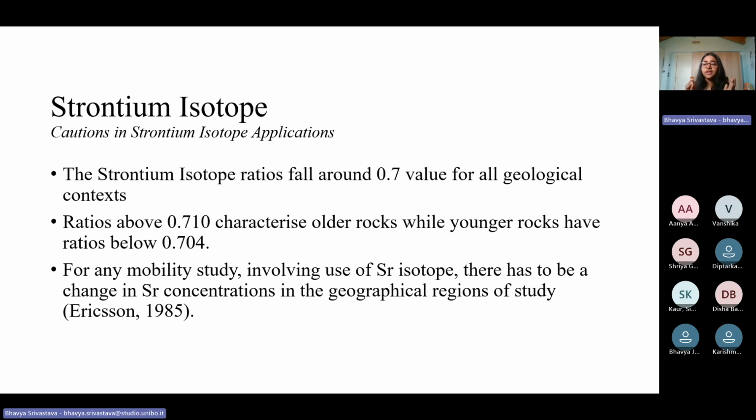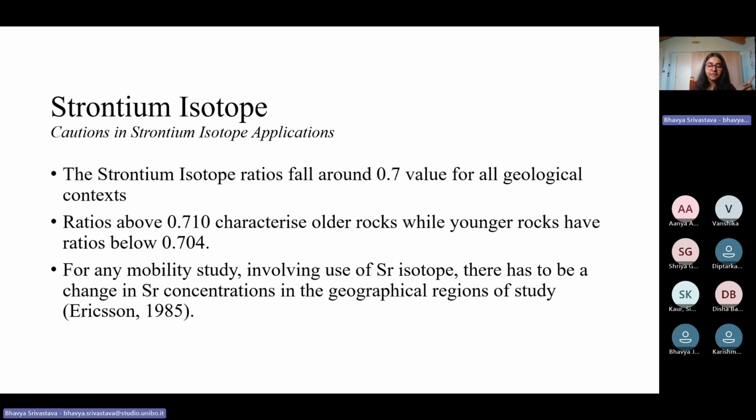So this is something that has to be understood: strontium isotopes, although they do differ, there is only a minor difference in isotope ratios from one region to another. So almost all strontium isotope ratios of 87 to 86 fall on or around the 0.7 level. So the ratio between the 87 and 86 is 0.7. And in case of older rocks, it can go above 0.710, or in case of younger rocks, it can go below 0.704.